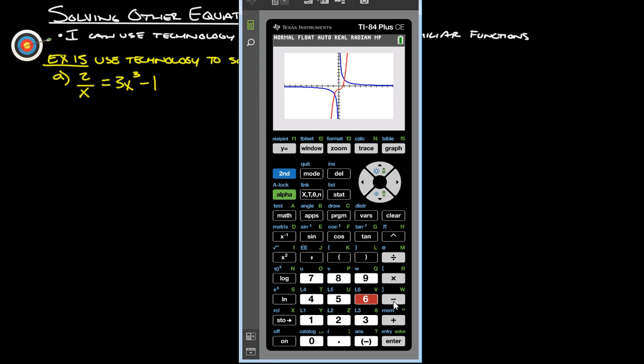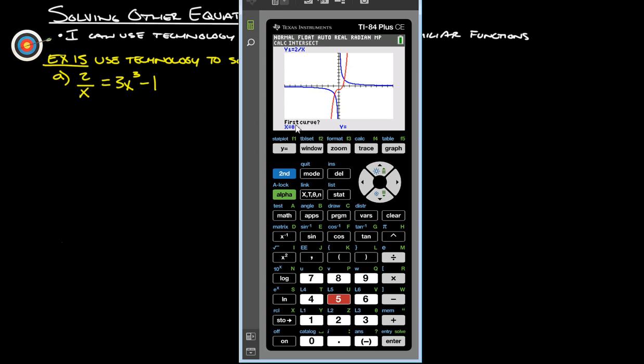What we have to do is go into the graph part, which is all these buttons up here, and we're going to calculate. We want to calculate where the intersection is. Since calculate is up above in blue, we have to do second, and then push the trace button, which will give us calculate. It gives us these options. We want number 5, where we want to know where the graphs intersect each other. So we push 5.